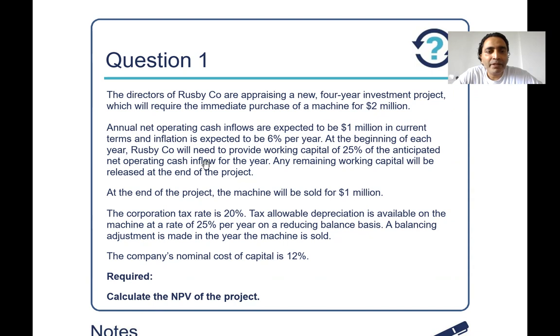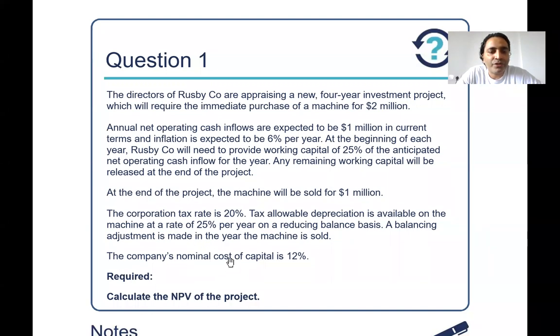Any remaining working capital will be released at the end of the project. At the end of the project, the machine will be sold for $1 million. The corporation tax rate is 20%, that is the income tax. Tax allowable depreciation is available on the machine at a rate of 25% per year on a reducing balance basis. A balancing adjustment is made in the year in which the machine is sold.